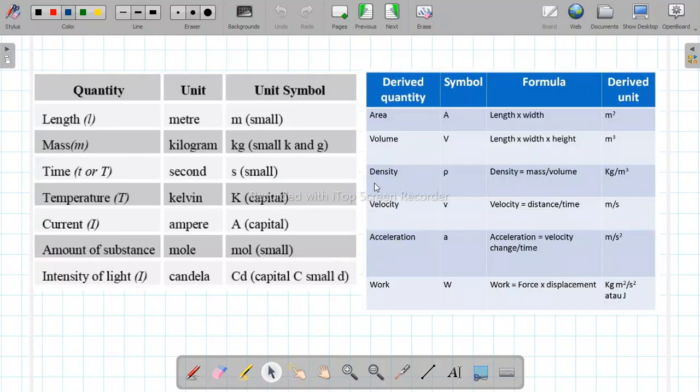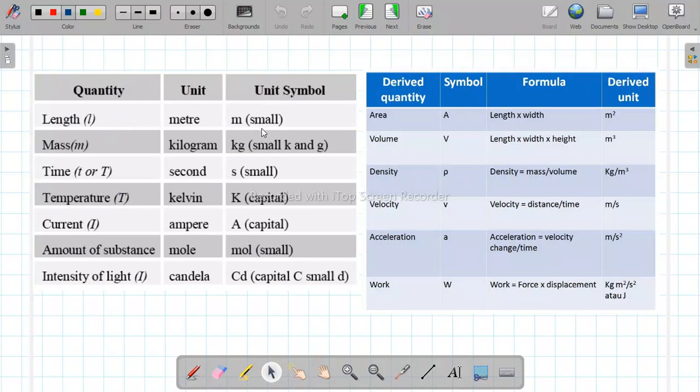These right here are the tables for base physical quantities and then for derived physical quantities. Derived physical quantities are basically the physical quantities which are the combination of two or more base physical quantities, right? So first of all, we have seven base physical quantities. We have length that is represented with L. It is measured in meters and the SI unit for meter is small m.